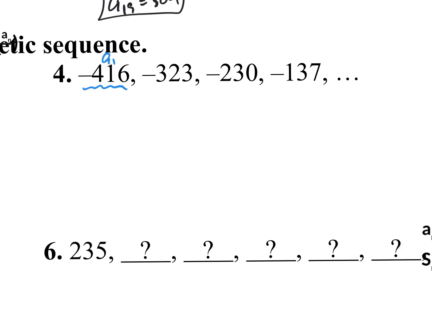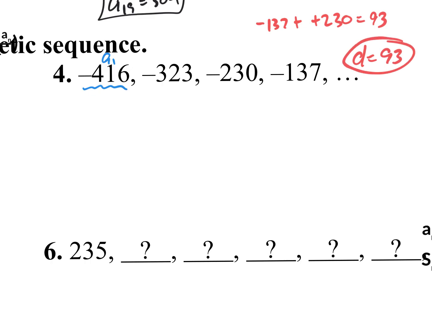What is the common difference? Well, let's take a number like negative 137 and take away 230 from it. So negative 137, take away a negative 230 from it. So that's really a plus 230. So negative 137 plus 230 on a calculator is 93. So the common difference is 93. So the D is 93.